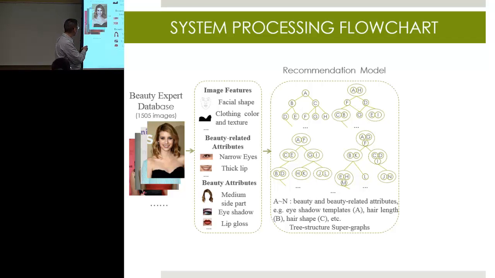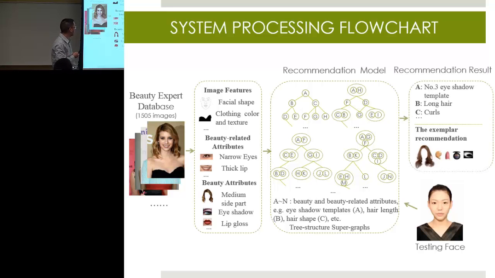Based on this supergraph, in the testing phase, when you have a photo without makeup and the hair has been tied to the back, or is very short, the system will recommend the color, the hair size, and also the other beauty attributes.